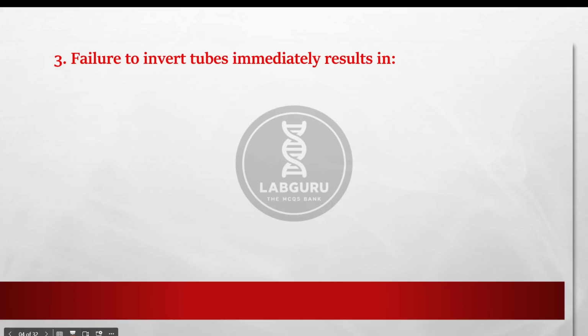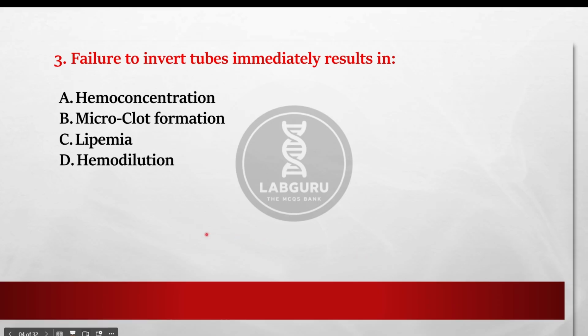Question number 3 is: failure to invert tubes immediately after blood collection results in what? If it is failure to invert the tubes immediately, what will be the result? Option A is hemoconcentration, option B microclot formation, option C is lipemia, and option D is hemodilution. What is the probable result after failing to invert these tubes?